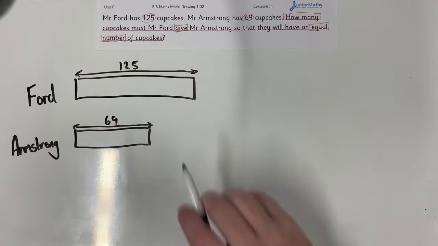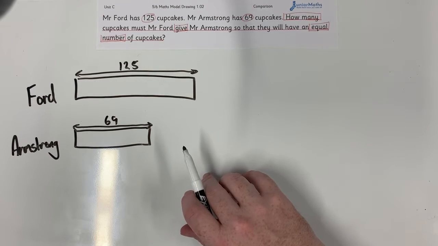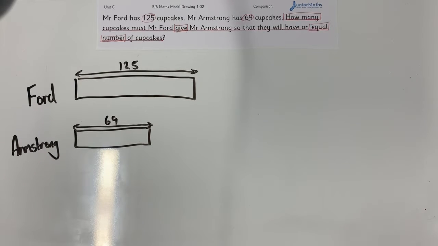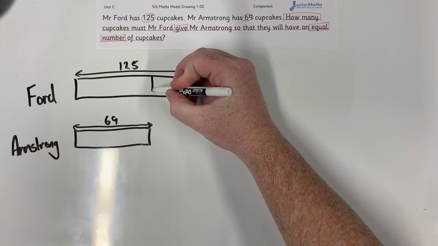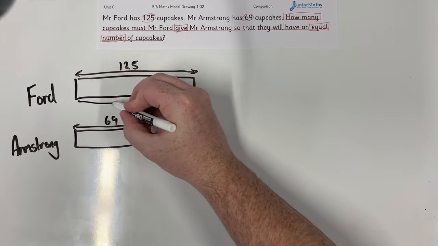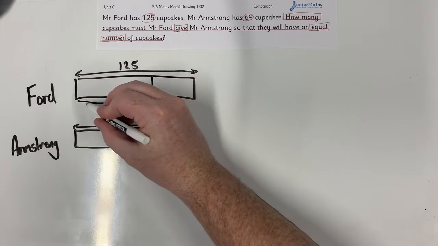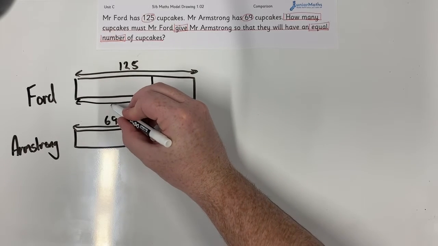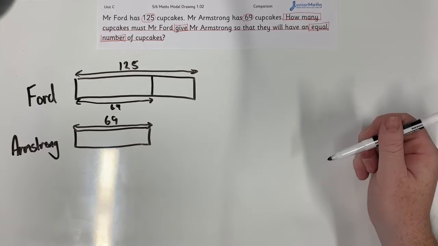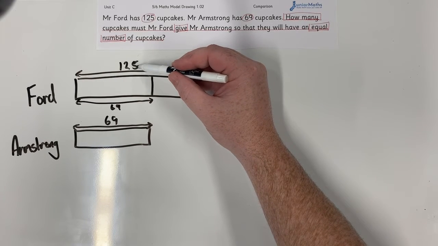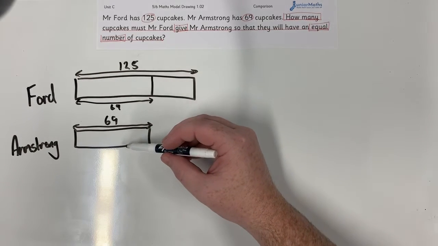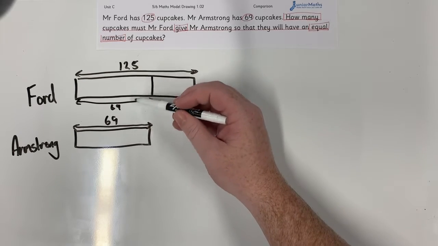Okay. How many does Mr. Ford need to give to Mr. Armstrong so they both have the same amount? So let's start by finding out how many more Mr. Ford has. So we've got our total, 125, and we're taking away 69 because that's the same amount Mr. Armstrong has.